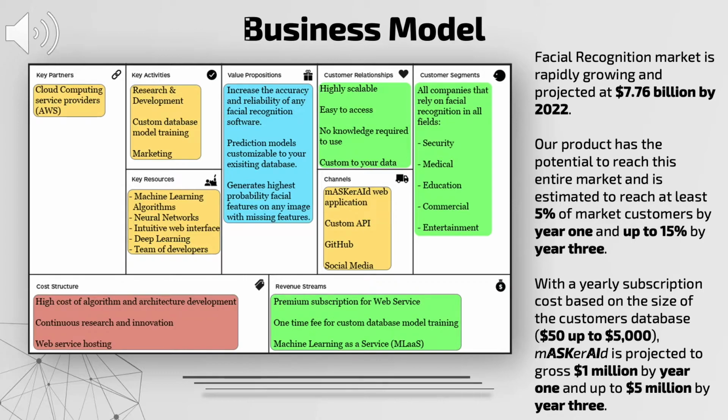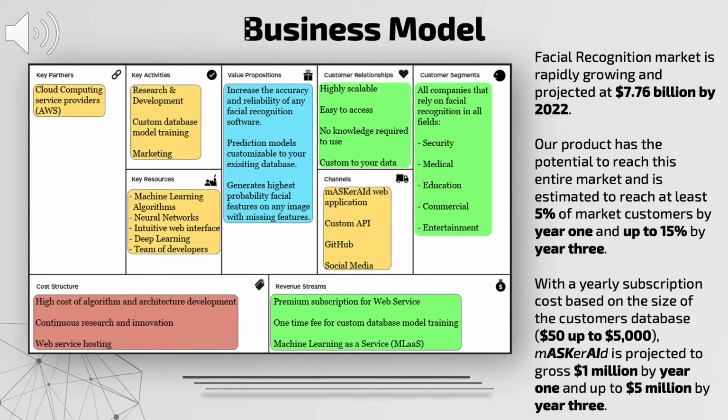Thanks, Neha. Hi everyone, this is Aruna and I will be discussing the business model of our product. Coming to the first component, our key partners include cloud computing service providers like Amazon Web Services. And we will be building an accurate facial reconstruction app, and the key activities include research and development, marketing of the application, and custom database model training. The most important key resources needed to make our business model work include machine learning algorithms, neural networks, deep learning, web interface, and the team of our developers.